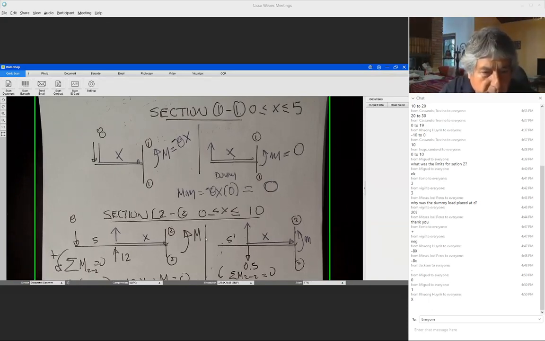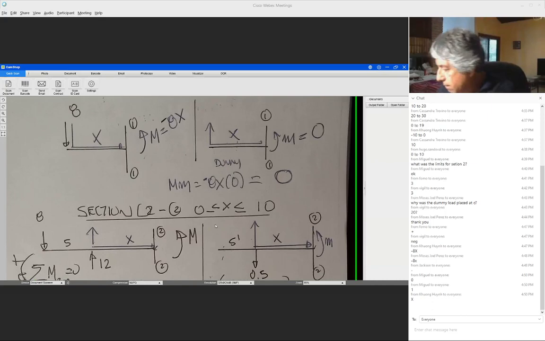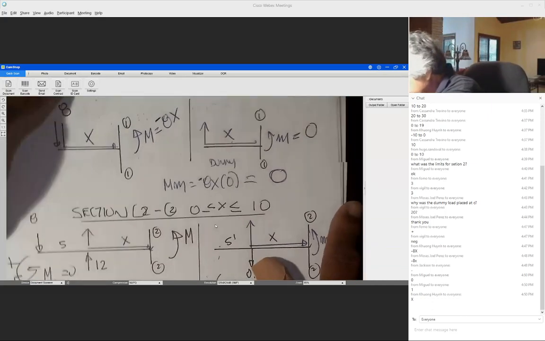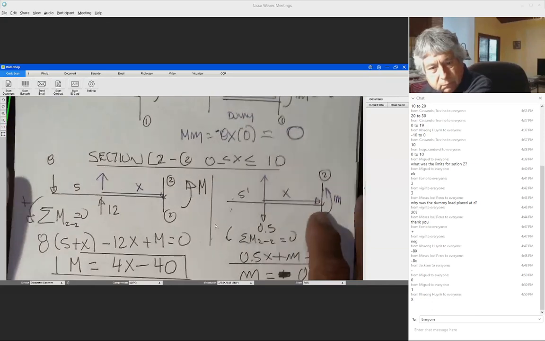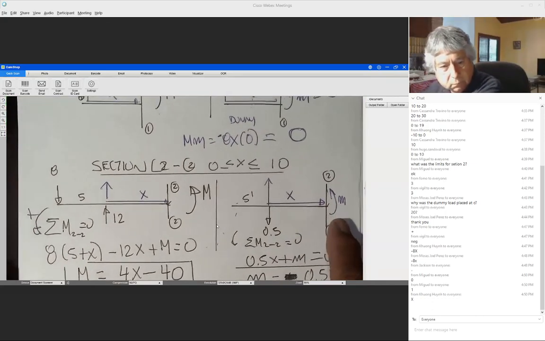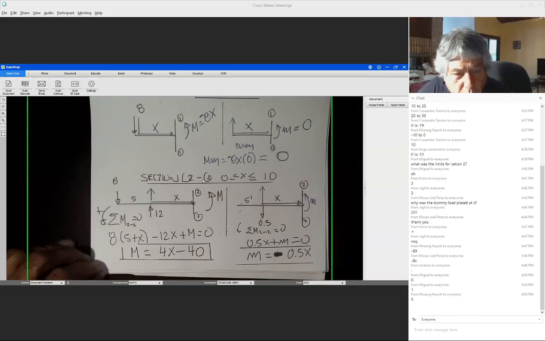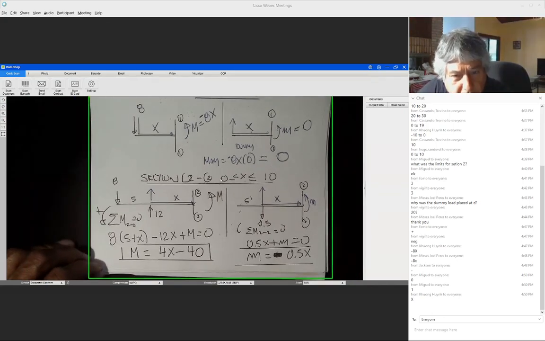I want you to look at section 2.2, between 0 and 10. This is the free body to the left. He had the 8 kips, he had the 5, so this is a given distance. He had the reaction, and he had this X.